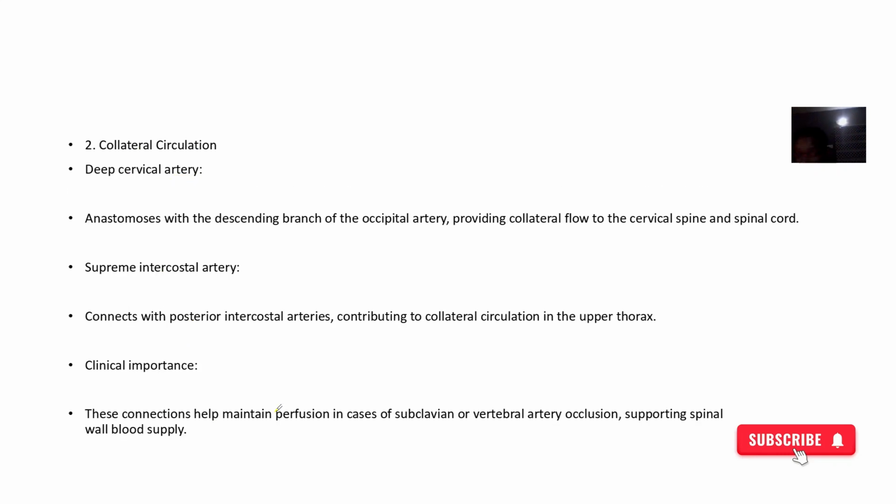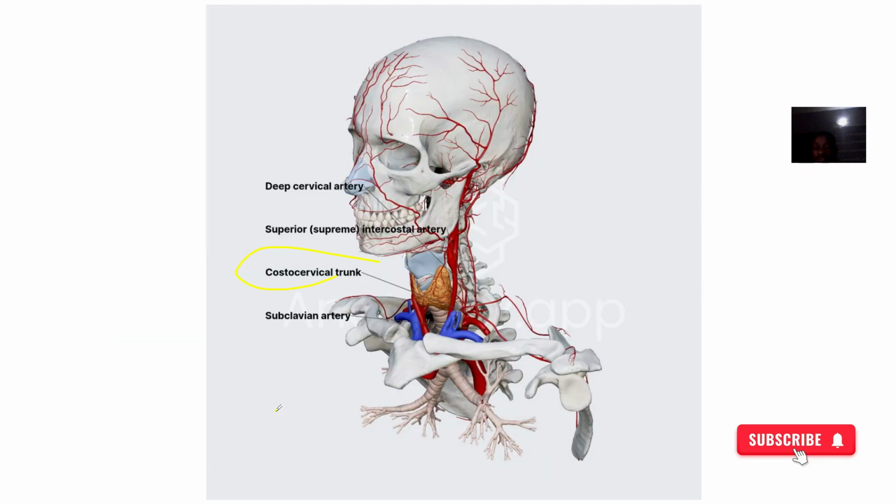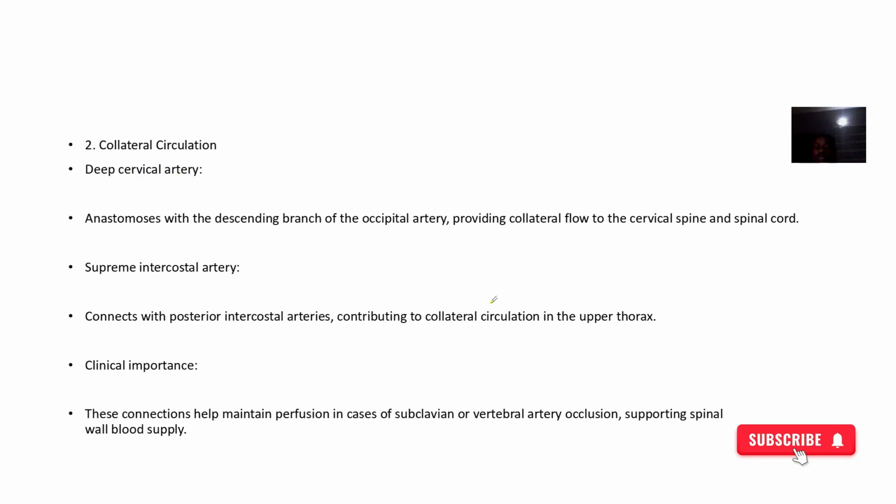It's also important in collateral circulation, because it connects with a lot of arteries in the neck, and with most of the descending branches of the occipital artery, and this provides a collateral blood supply to the cervical spine. The supreme intercostal artery connects to the posterior intercostal arteries, contributing to collateral circulation in the upper thorax.